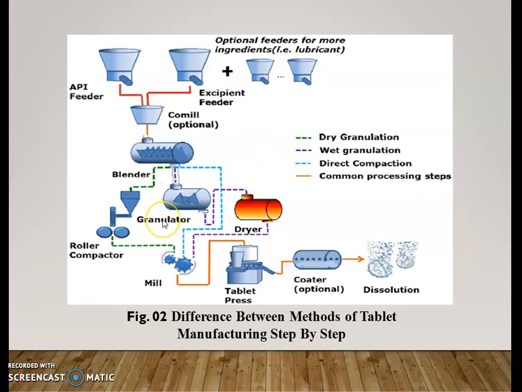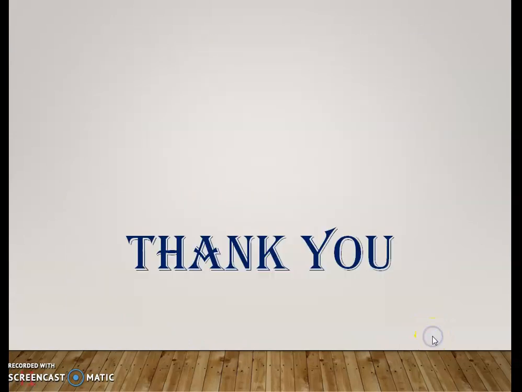These are the methods, dry granulation and wet granulation, and how the ingredients are mixed, how these are passed through the proper sieve and milled with the help of the various granulators or mixers, and finally compressed into the tablet. After the tablet press, it can go for coating if coating is desired, and the various evaluation parameters are performed on the tablet. So this was the overall picture of tablet manufacturing methods.